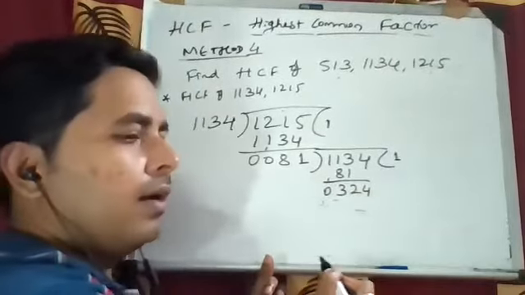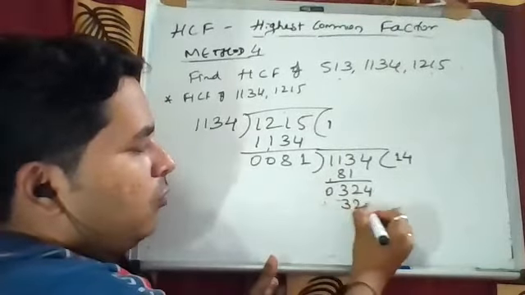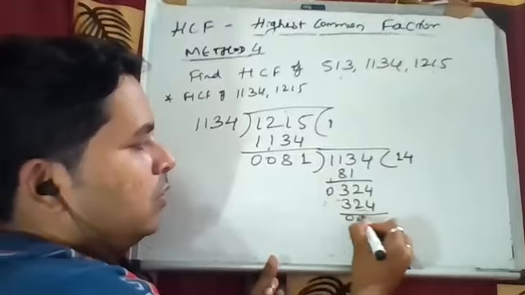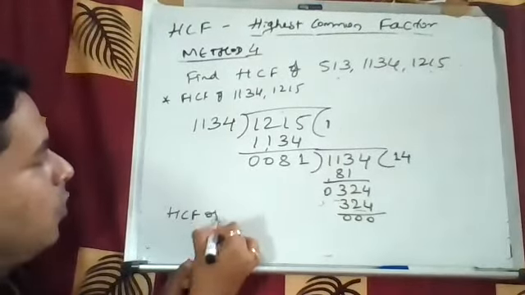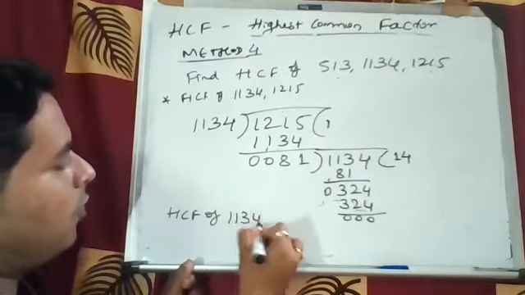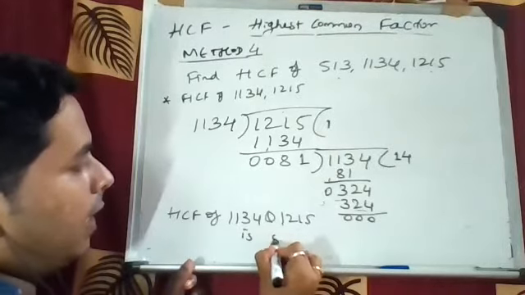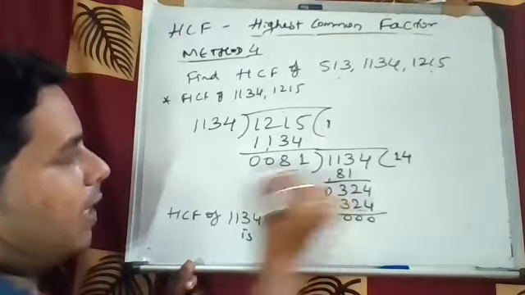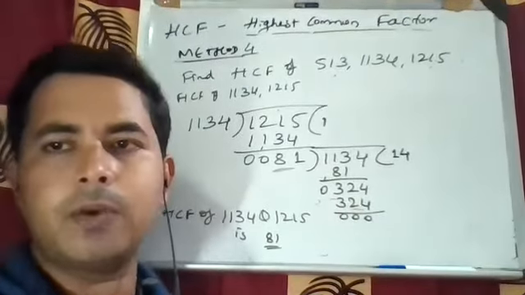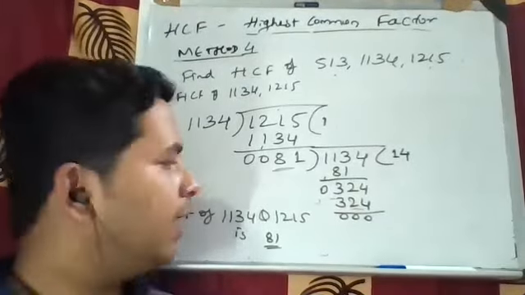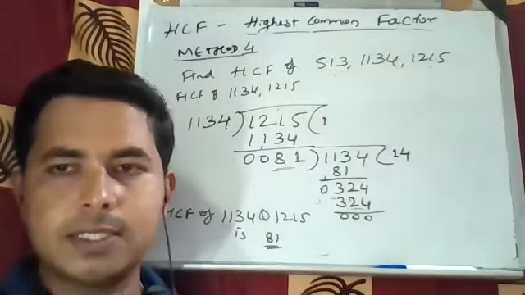Then, how many times will this go? 4 times. So 3 2 4. So you will get here 0 0. So the HCF of 1134 and 1215 is 81. What is this last one? This is it. So this is 81. So next step is what? Okay, next step is again to look at 81 and 513 and find out the HCF of them.